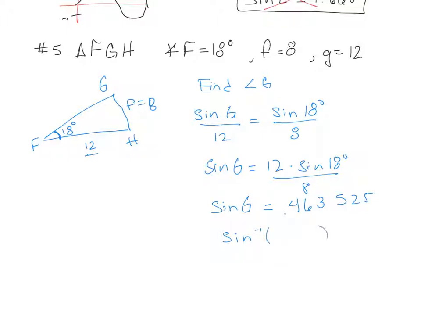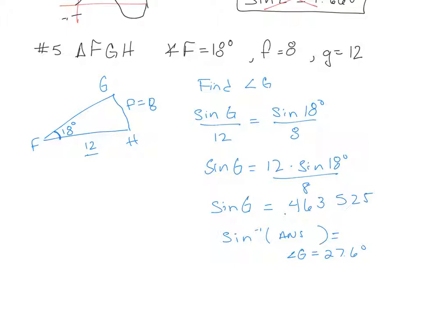Now in my calculator, so I don't have to type all of this in, I hit second answer. Or you can plug the decimal in, but if you do that, at least make sure you have a minimum of 4 decimal places. And I do that, and I get that angle G is equal to 27.6 degrees.